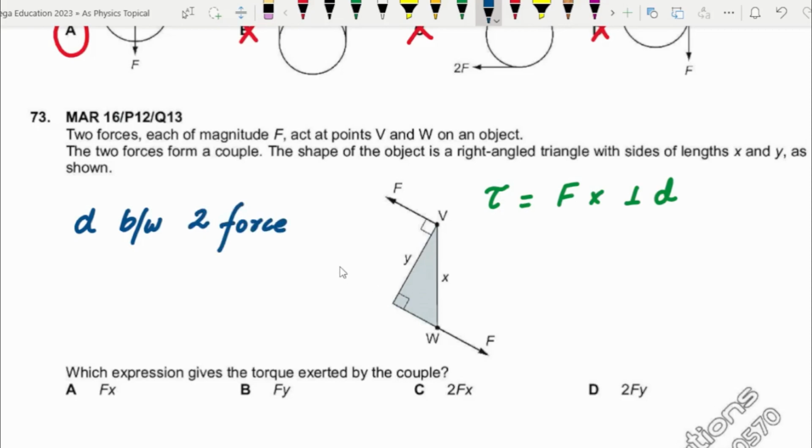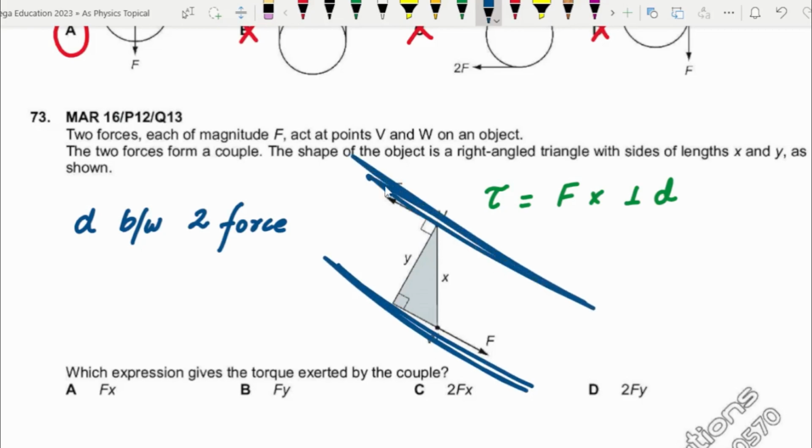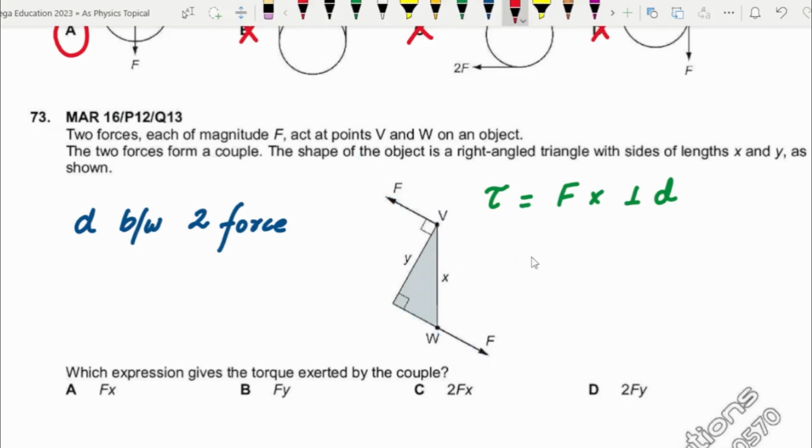So one of the forces is this way, the other force is this way. The perpendicular distance between these two forces is not x, it is y. You see the perpendicular sign, so it has to be F times y. So for 73, we have B as the right answer.